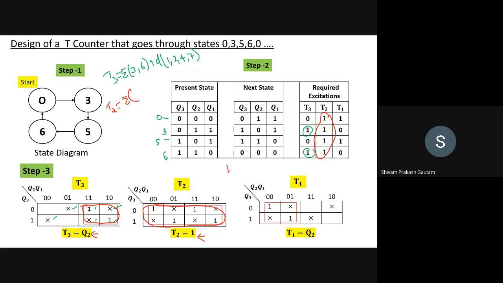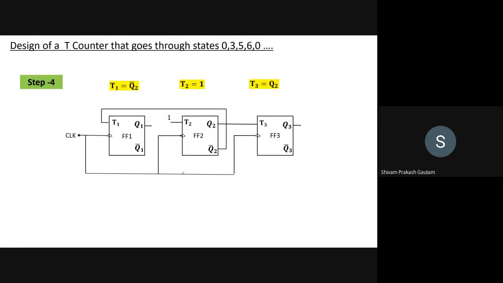Now for T1, the min terms will be this 0 and this one, 5. So 0 and 5 are our min terms, and we can group them in a quad. So this will come out to be Q2 bar. So once we find out T3, T2, T1, the next step is very simple.